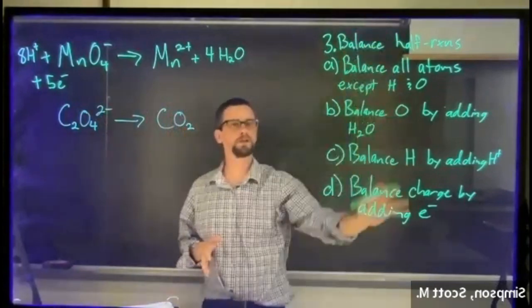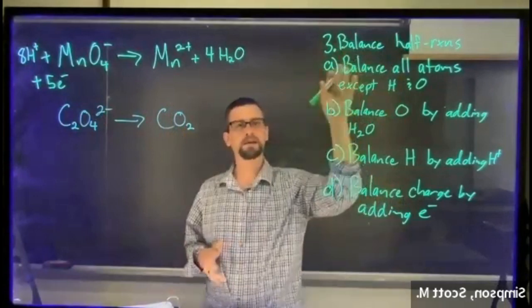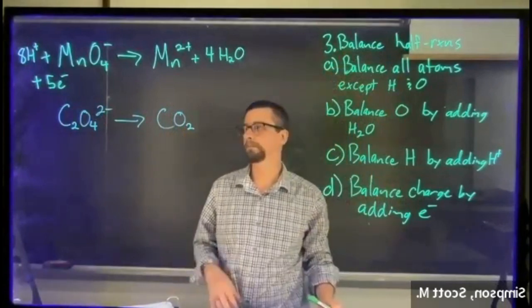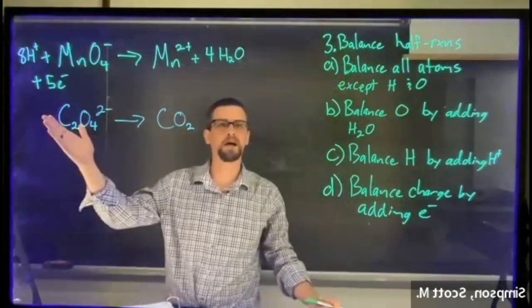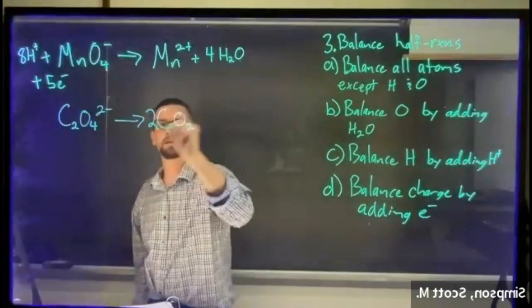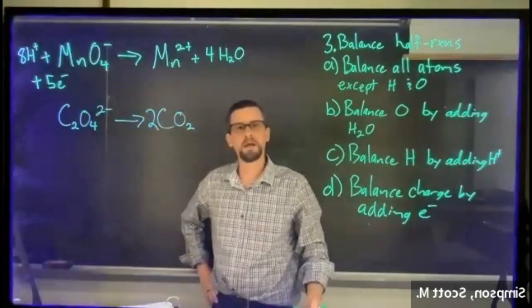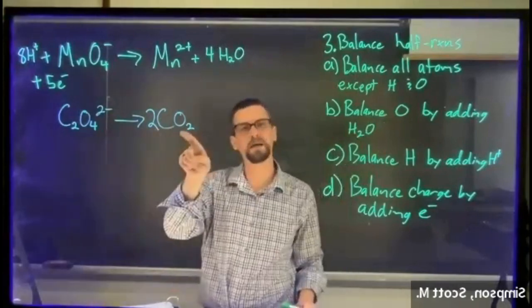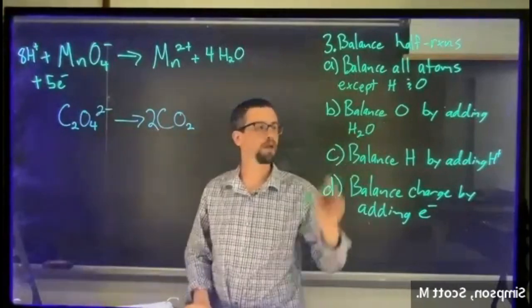Okay, let's follow our procedure over here again. In that case, we have to balance the elements other than oxygen and hydrogen. We look, we have 2 carbons on our reactant side, we need 2 carbons on our product side. So we toss a 2 there. Next, we have to make sure our oxygens are balanced. We have 4 on this side, 4 on this side, we're good to go.